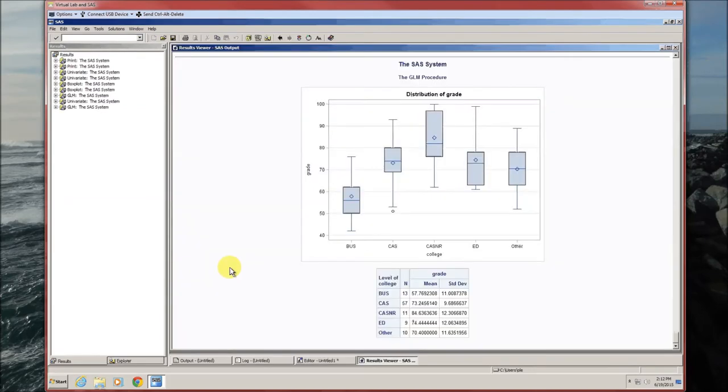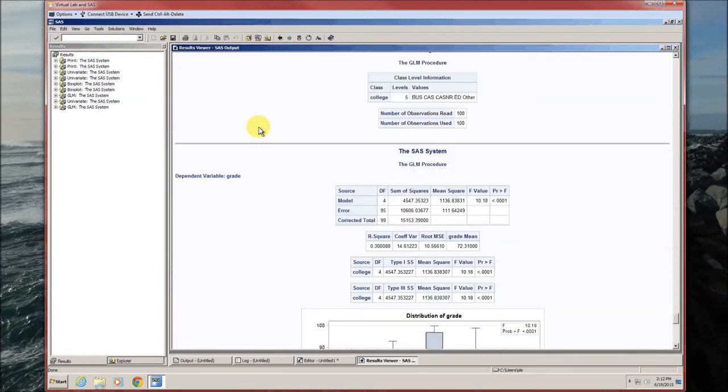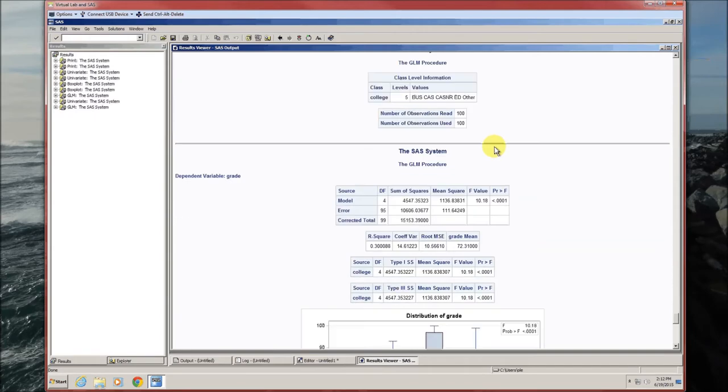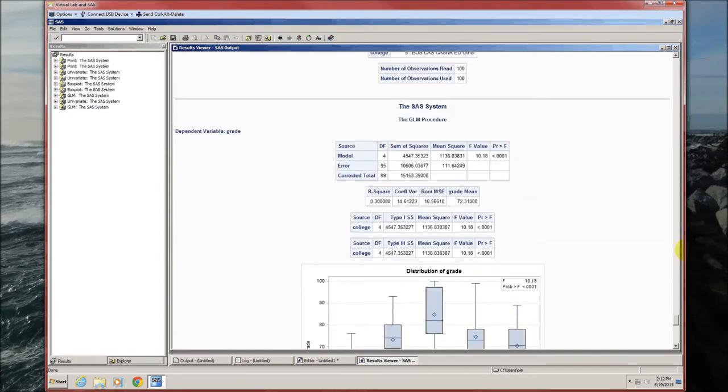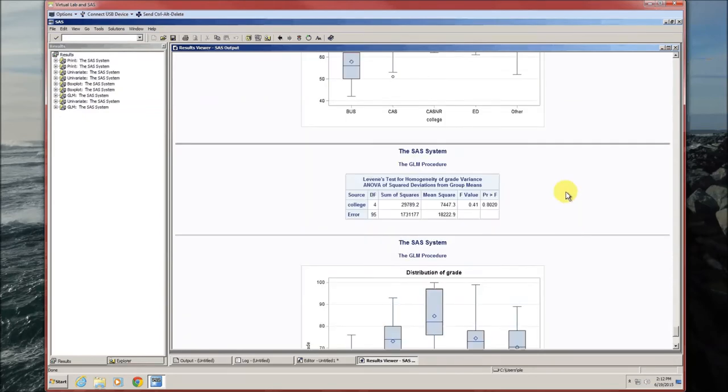We'll run that. Output from the GLM procedure starts way up here. 5 levels, that's familiar. This is also familiar from the last GLM proc that we ran. This as well. Here's the new line. Levene's test for homogeneity of grade variance.